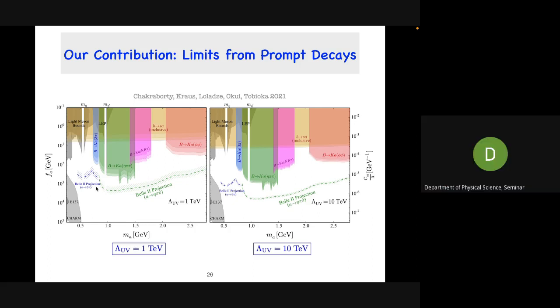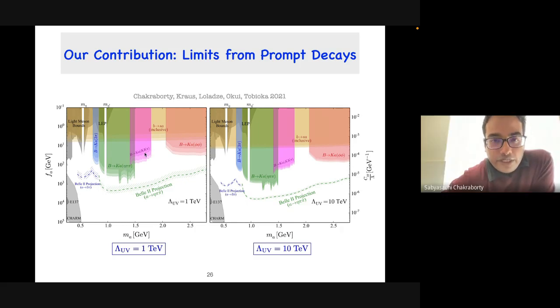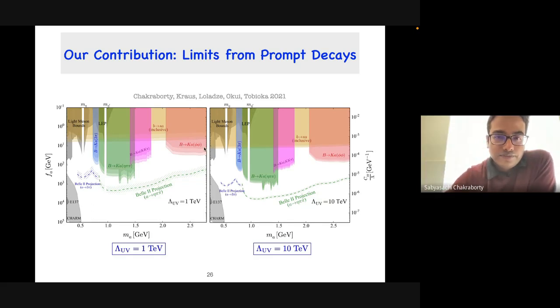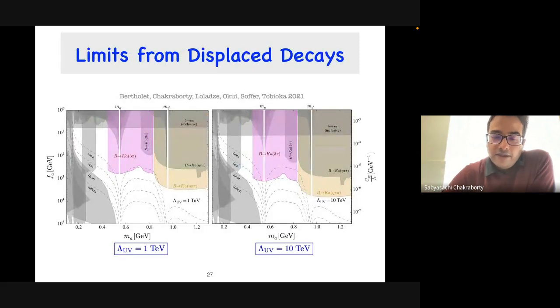And those different colors are the predictions coming out from the models. These different colors are predictions from our calculation, and different colors essentially mean different decay modes, different processes of the axion. Okay, so this is all about prompt.